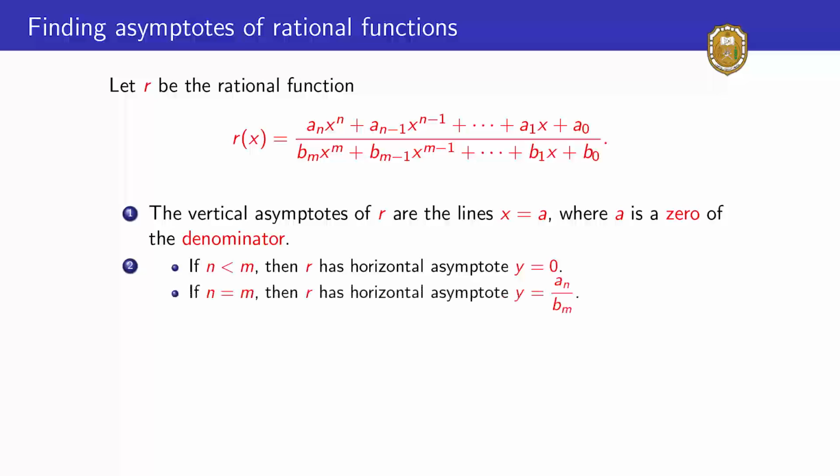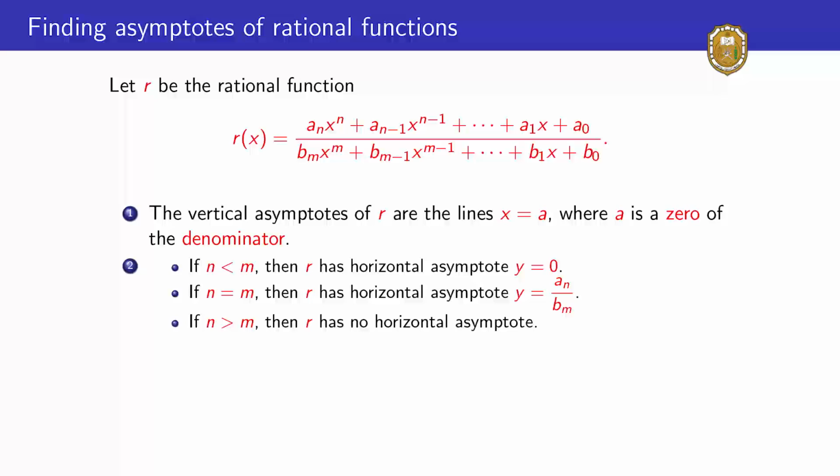If n is equal to m, if the degree of the numerator is equal to the degree of the denominator, then R has horizontal asymptote y = aₙ/bₘ. You divide the leading coefficient of the numerator by the leading coefficient of the denominator.